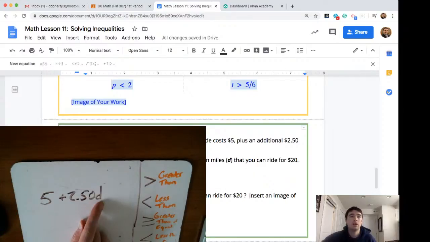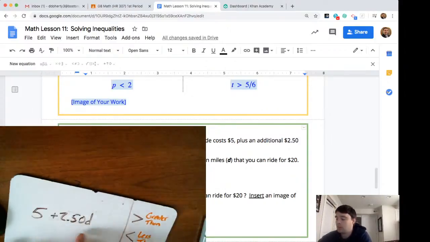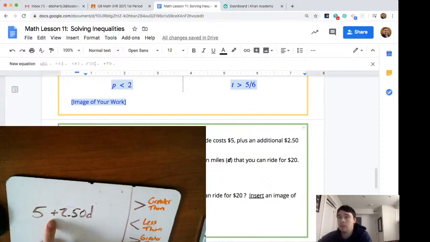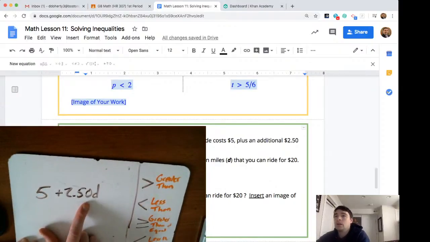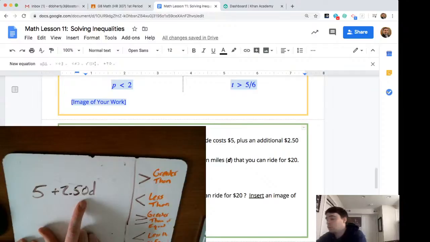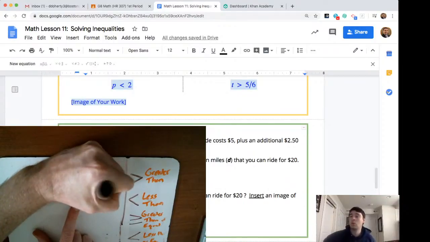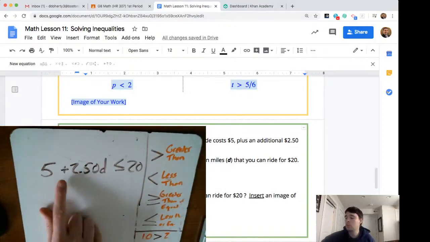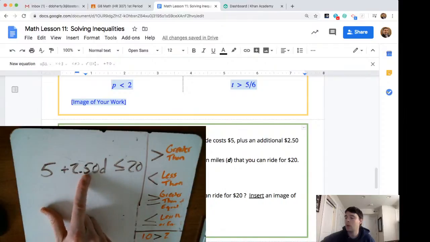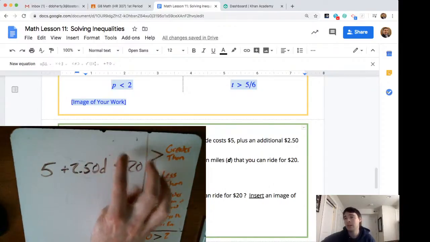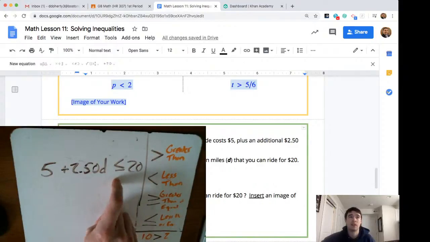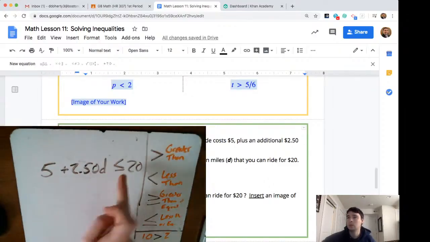And here, I only have $20 to spend. So I need my cost, which is represented by this expression 5 plus 2.5 times D, to be less than or equal to $20. I've got $20 to spend, but I need this cost over here, 5 plus 2.50 times D, which tells me the cost of my Uber, to be less than $20, or it could be equal to $20 because I have exactly 20. But it can't be more than 20. That's effectively what this says. The cost needs to be less than or equal to my $20.